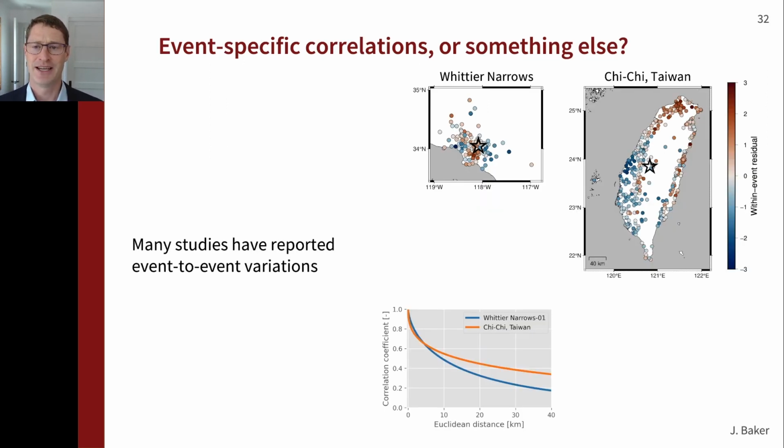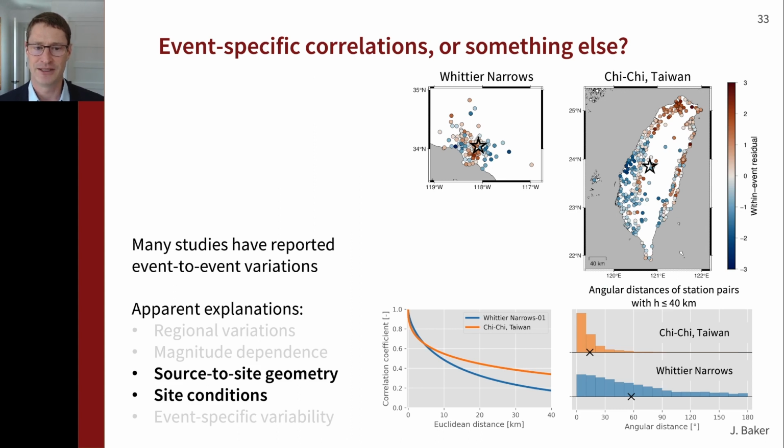Okay, so come back to the question I posed in this part of the talk. If we think about that Whittier Narrows and Chi-Chi Taiwan earthquake, we talked about the differences in apparent correlations from event-specific fitting of traditional models here, and we talked about the possible reasons for those event-to-event variations. What I hope I've shown you is that we're seeing increasing evidence that those differences here are source to site geometry, that azimuthal angle that we were talking about, and wave propagation paths that we saw in, say, the CyberShake data, as well as site conditions.